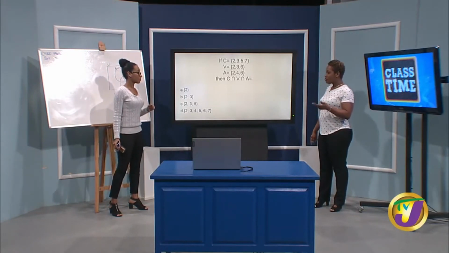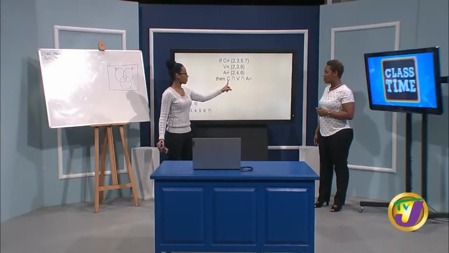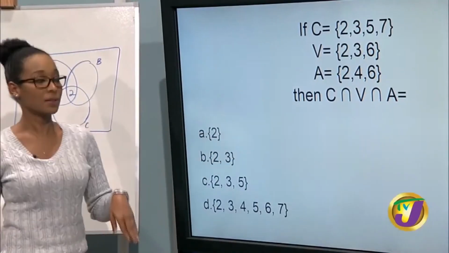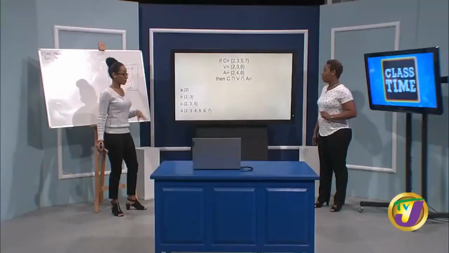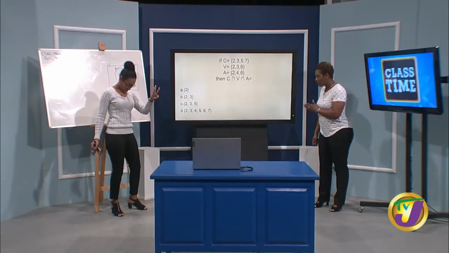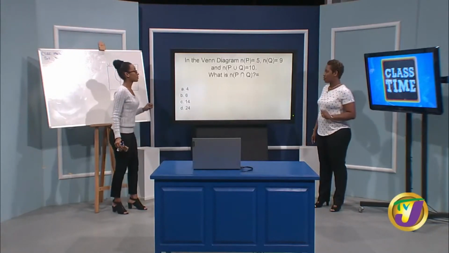Another point to note: don't be misled by a double up. It has to be tripled if you have the 3 of them, because we're given 3 sets, so we have to look at C intersect V intersect A. It has to be common to all 3 of them, not just 2.